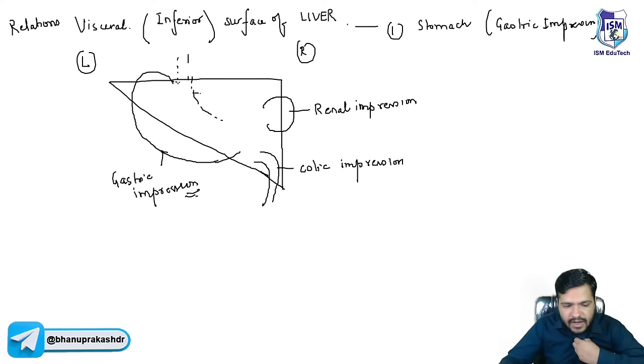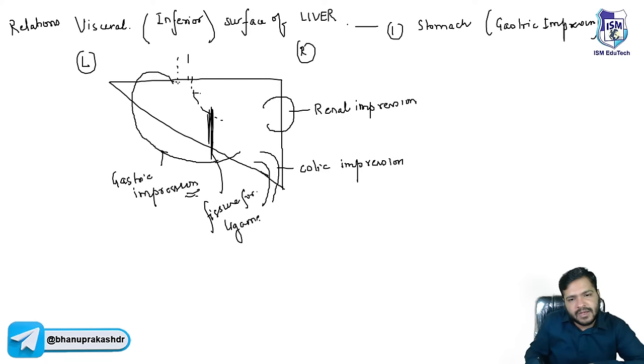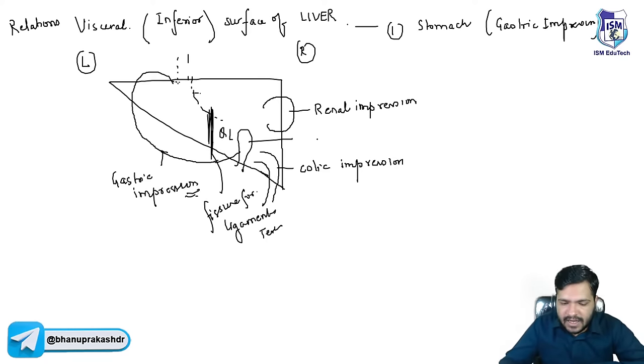Fissure for ligamentum teres. You already know we have a fissure over here. That fissure is for ligamentum teres. Then we have the caudate lobe, and the fossa for the gallbladder. So automatically these structures are present.